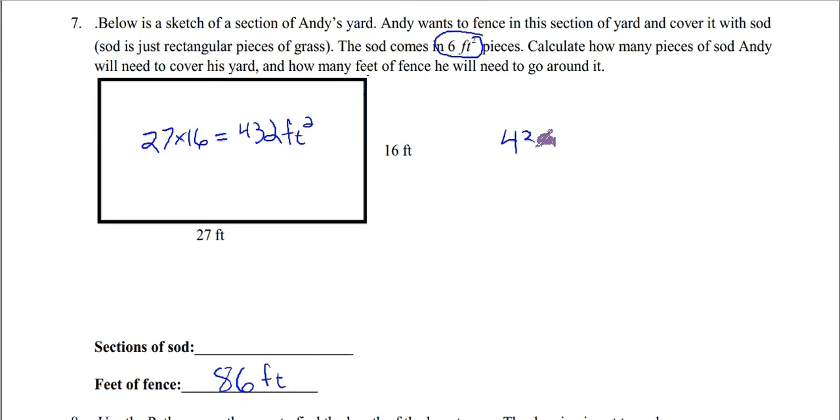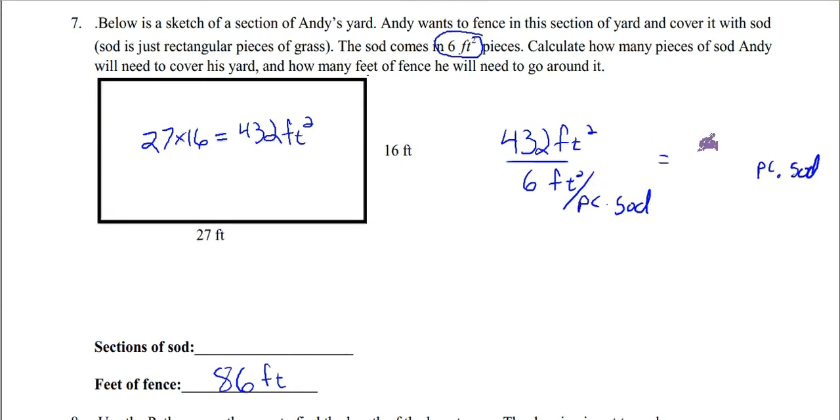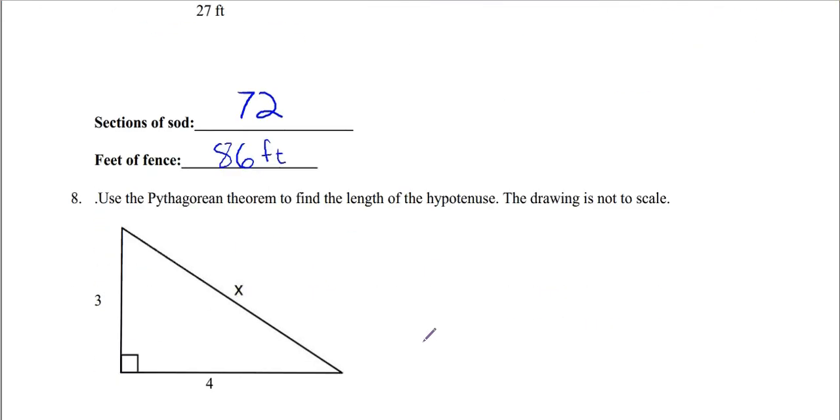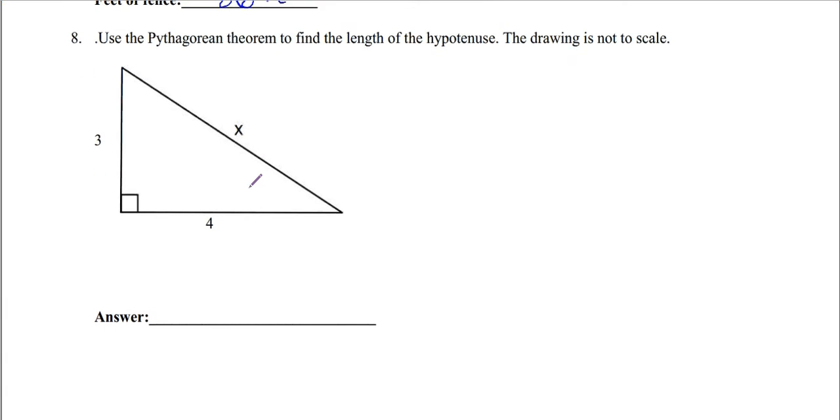So 432 divided by 6, we could put the units in there. This is feet squared, and this is feet squared per piece of sod. Multiplying by the reciprocal, we'll find that the answer is going to be in pieces of sod. Okay, no problem there. 432 divided by 6. Give me just a moment. 72. How many pieces of sod? 72 of those. Okay. I guess technically I could have just put the number 86 here because the answer is in feet of fence, but I'm not going to count that against anybody.